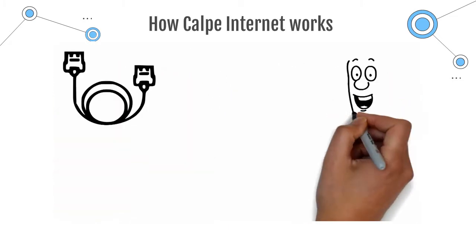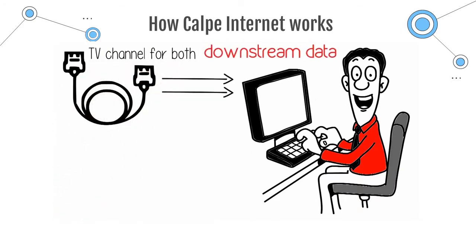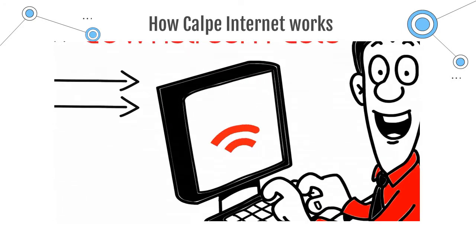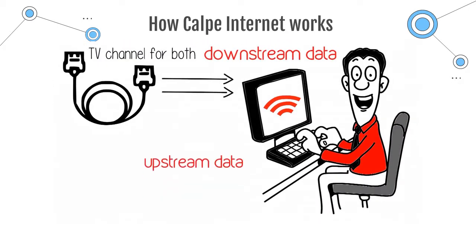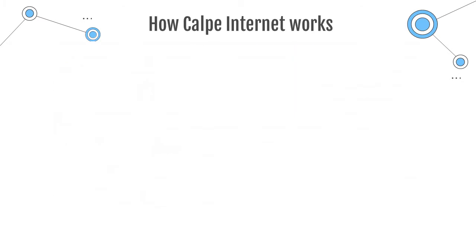A cable internet signal takes up about the same amount of space as a TV channel for both downstream data, data that comes to your computer from the internet, and upstream data, things you upload like posts to social media or files sent to email recipients.